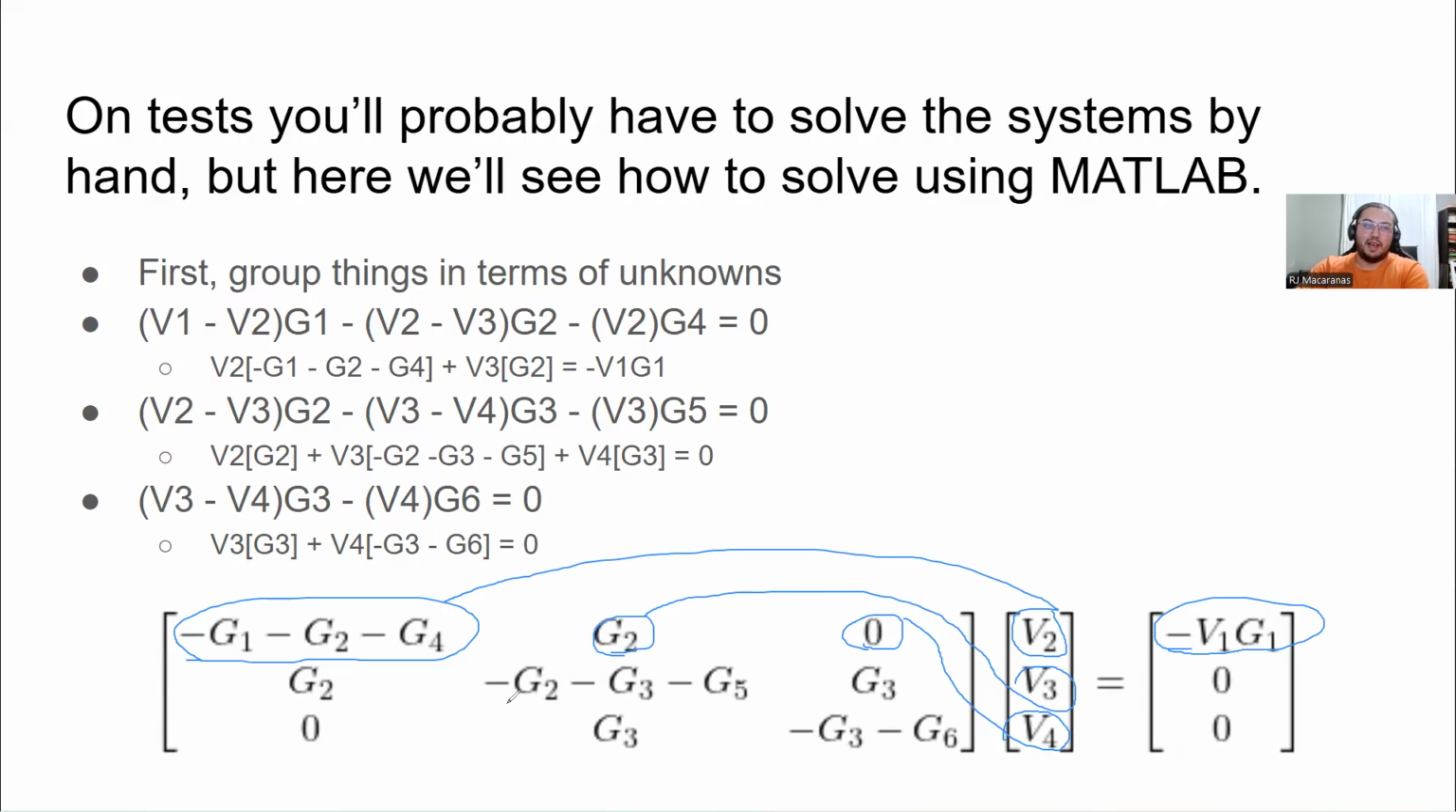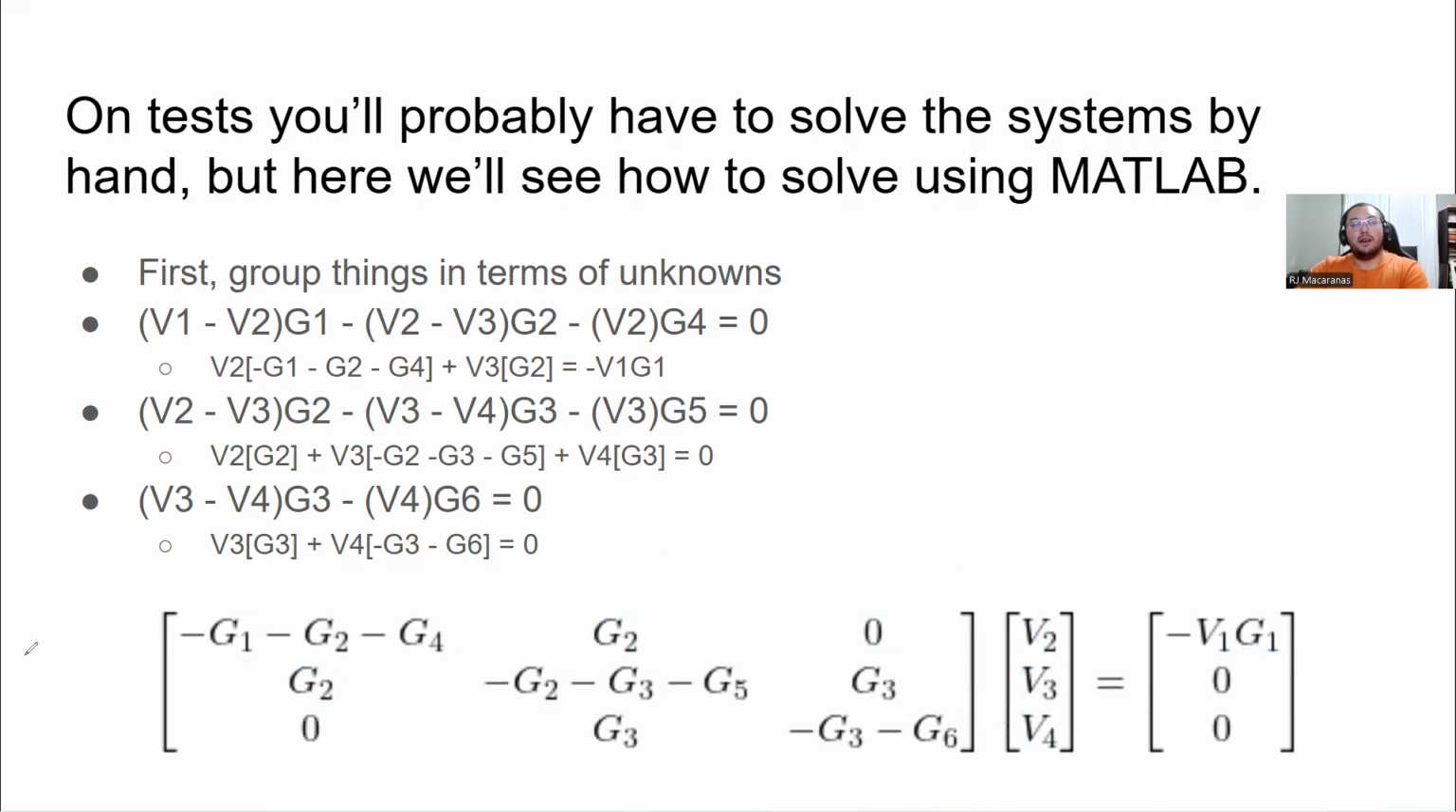And you kind of just repeat that for each of these terms here, right? So for example, G2 times V2, I get this term, and so on and so forth. I'm not going to draw that all out.